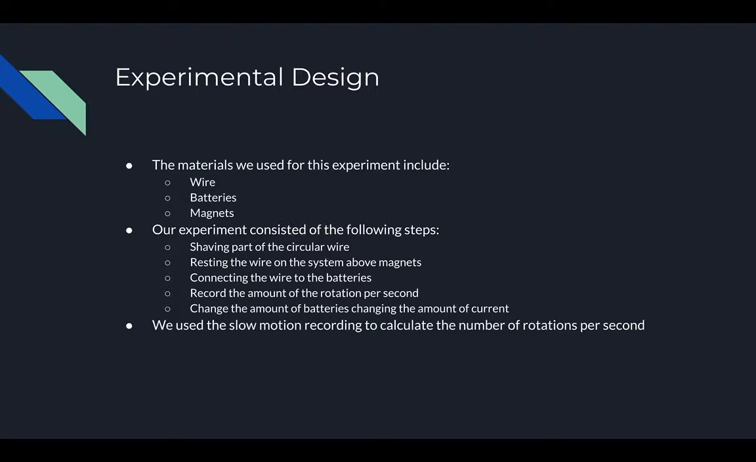Our experimental design included three materials: wires, batteries, and magnets. And our experiment consisted of the following steps. First, shaving part of the circular wire. Second, resting the wire on top of a system above magnets. Third, connecting the wires to the batteries. And then we recorded the rotations per second of the wire. And then we changed the amount of batteries to change the amount of current. And we used a slow motion camera to calculate the number of rotations per second.